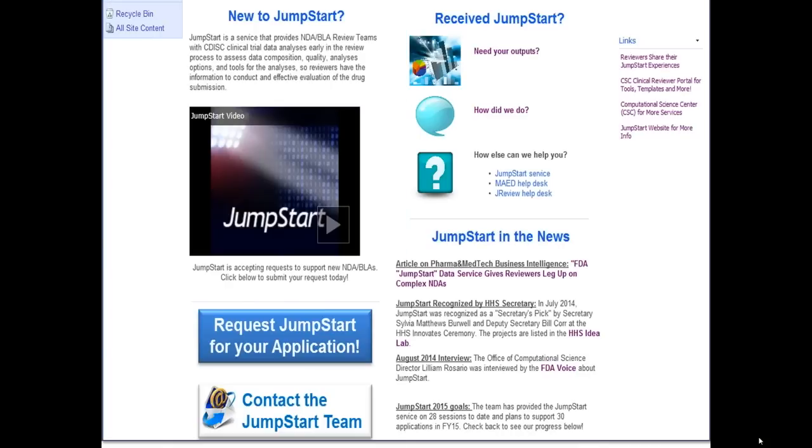Here, I just wanted to show you this because this is how we put together all the information about Jumpstart for our reviewers. This is where they come to actually request the Jumpstart service, and they have announcements, and their outputs, as you can see, are available, and they go to a place where everything is organized according to the clinical reviewer template, and it gives them one place where they can come and have access to their data.